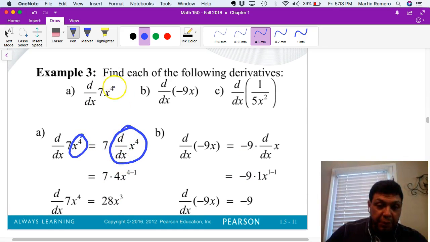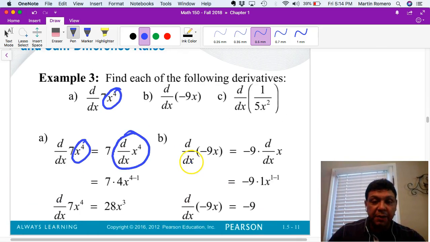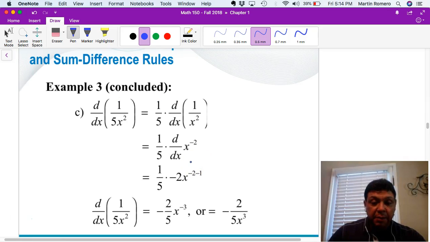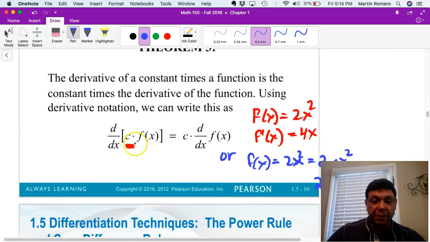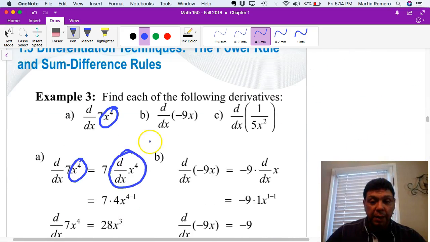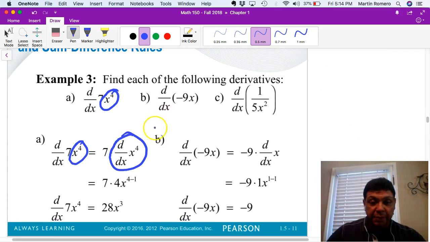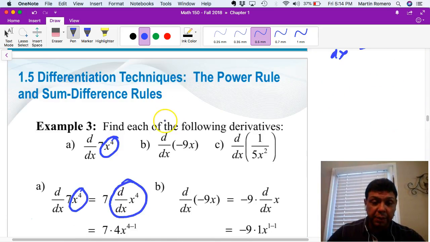Notice we're taking the derivative only of the variable parts, and then leaving the constants out of it. Because of that, it's just another way to look at the derivative, and that's what this formula is saying. You can take the derivative using the power rule or using this rule here, or a combination of the two.